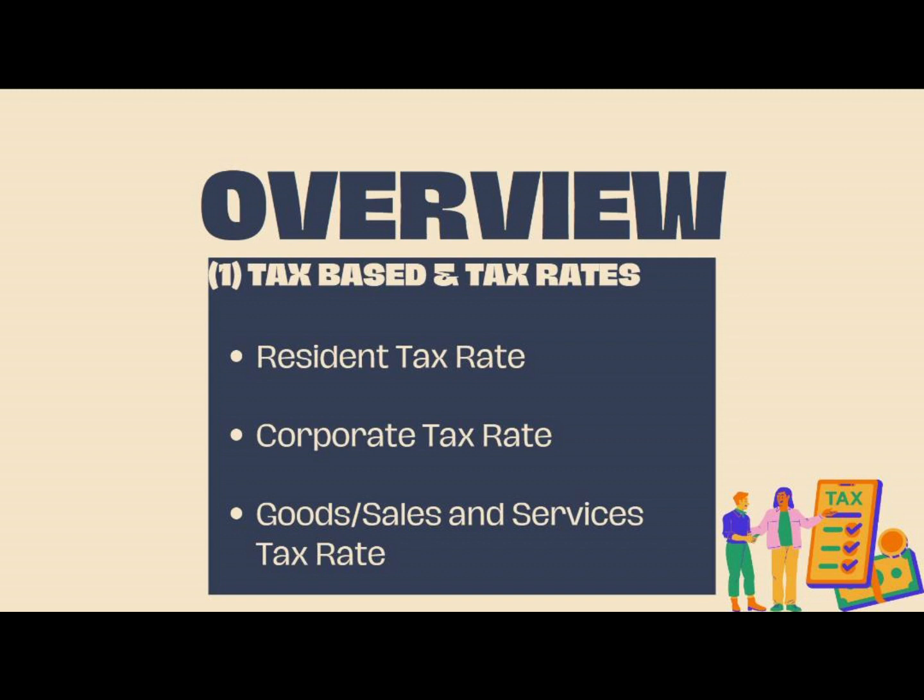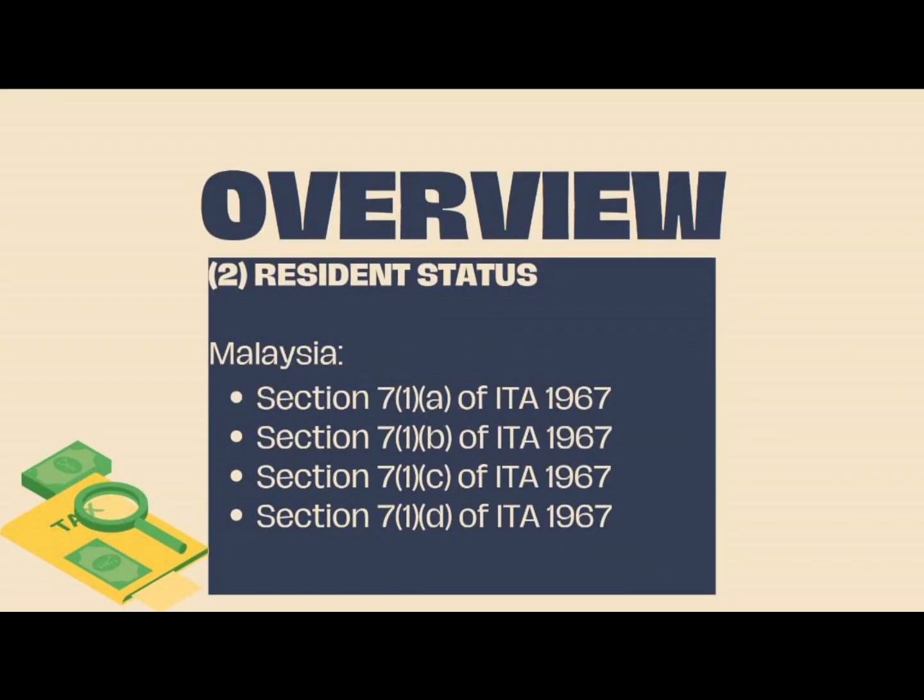We will cover 4 parts. The first part is comparing the tax base and the tax rate in Malaysia and Singapore, which includes resident tax rate, corporate tax rate, and goods and services tax rate. The second part is going to compare the resident status. In Malaysia, we have 4 sections to determine the resident status, which includes Section 71A, Section 71B, Section 71C, and Section 71D of ITA 1967.